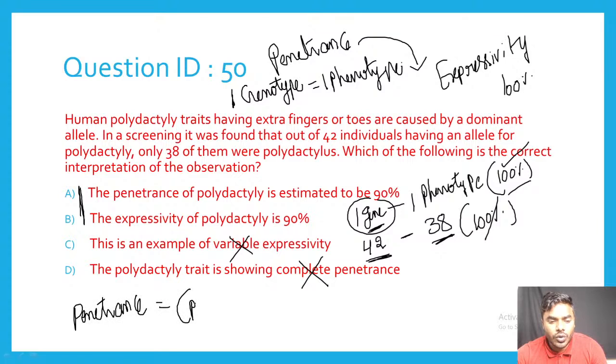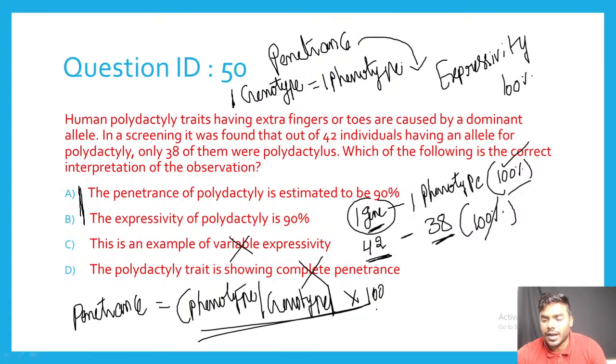Penetrance is equal to phenotype by the genotype into 100. This will be the formula. Even if you use this formula, you can get the correct answer: 38 by 42 into 100.